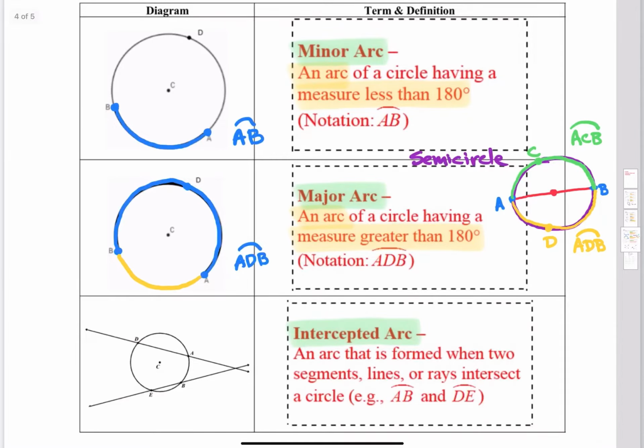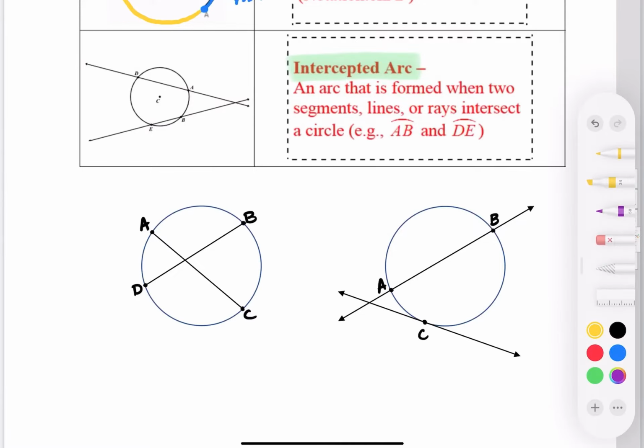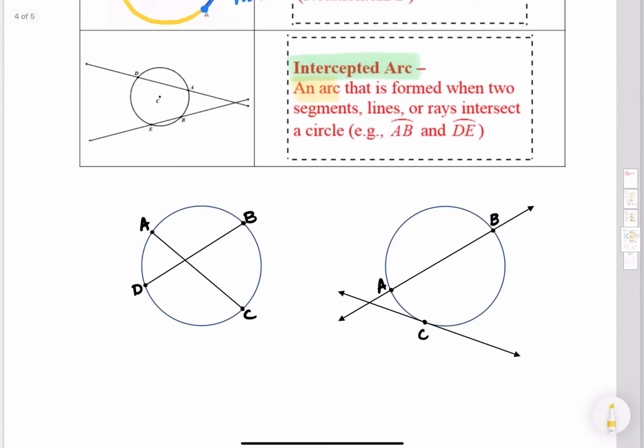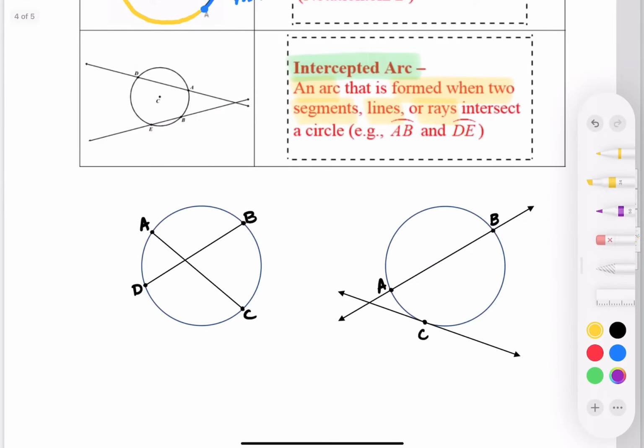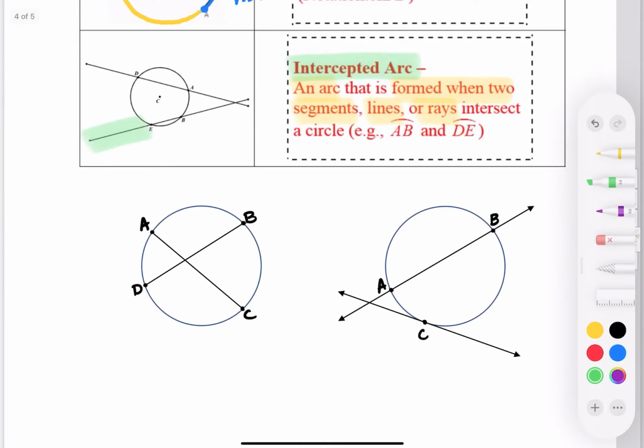Now, an intercepted arc is an arc that is formed when two segments, lines, or rays intersect a circle. So these are basically arcs that are being formed. So if we take a look at our first example on the left, we have these two lines here, which happen to be secants. I'll change this back to a pencil instead of a highlighter. So we have these two secants.